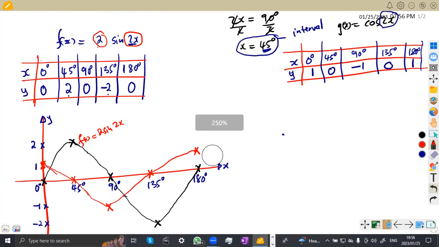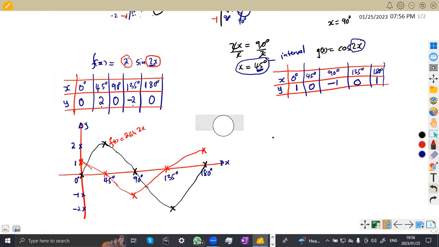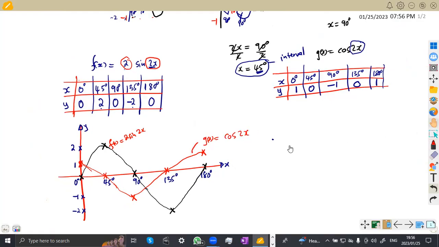Okay, so from these two graphs that we have, is there anything that we are required to do? Let's see. Okay, so this was g of x, which is equivalent to cos of 2x. Okay, so let's see what is required now.